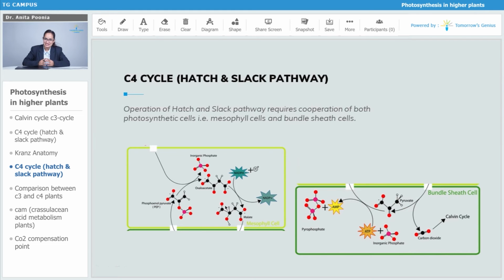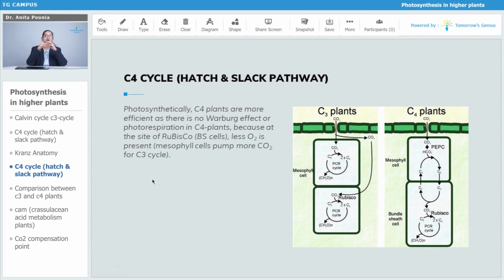Now, operation of the Hatch-Slack pathway requires cooperation of both the photosynthetic cells, that is the mesophyll cells as well as the bundle sheath cells. Both have to cooperate well. And also, photosynthetically, when we talk about the C4 plants, they are more efficient and there is no Warburg effect, or what we call photorespiration, in C4 plants. The reason is that the site of rubisco in the bundle sheath cells has less oxygen present, and mesophyll cells pump more carbon dioxide for the C3 cycle.